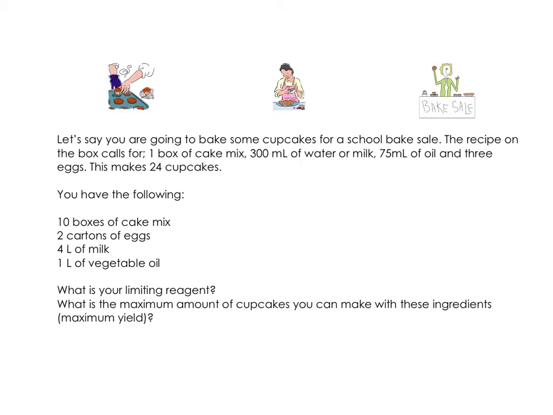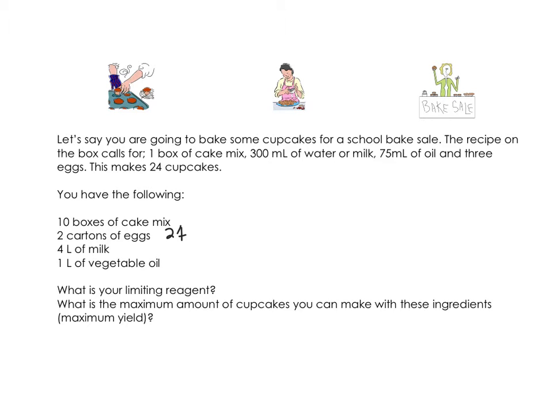You're going to bake some cupcakes for a school bake sale. The recipe on the box calls for 1 box of cake mix, 300 milliliters of water or milk, 75 milliliters of oil, and 3 eggs. 1 box will make 24 cupcakes. So you have the following: 10 boxes of cake mix, 2 cartons of eggs. How many eggs in a carton? So there's 12, right? So we've got a total of 24 eggs, 4 liters of milk, and 1 liter of vegetable oil. Which one is your limiting reagent?